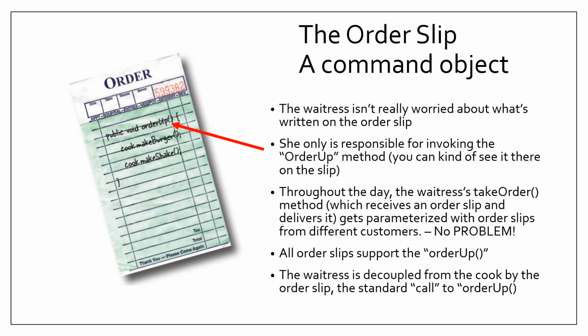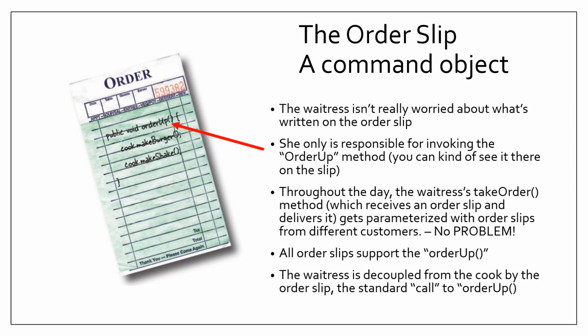And so what she then does is she walks over to the cook and says, hey, order up. She doesn't tell the cook, cook a hamburger, cook a shake, cook some French fries. She just says order up. And so what she has done is she has separated your complex order and been able to deliver it with a single command. And that's what's going to happen in the command pattern.